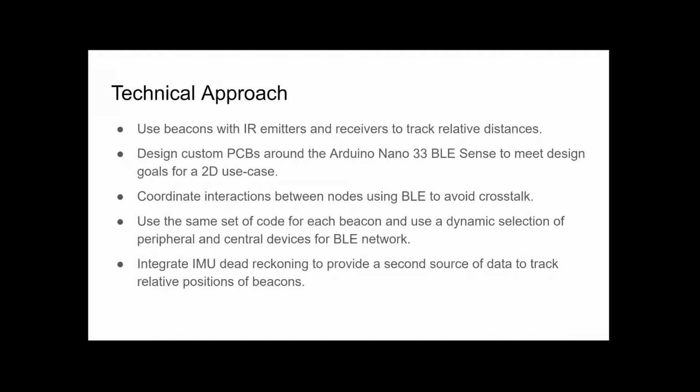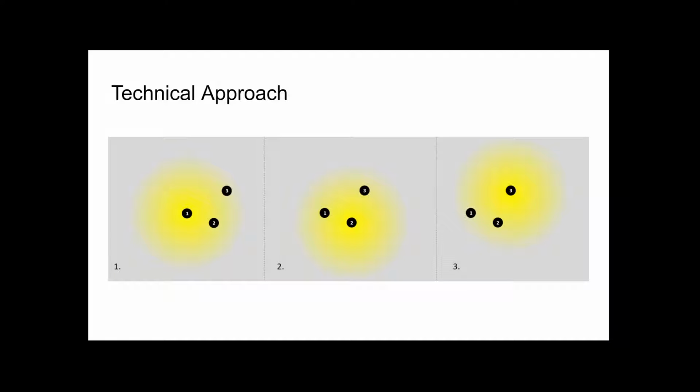To do this, we designed custom PCBs for a 2D use case powered by the Arduino Nano 33 BLE Sense. The Arduino's BLE capabilities allow us to communicate between nodes to avoid crosstalk. One of our additional goals is to make all beacons equal, so we use dynamic selection of the peripheral and central BLE devices during this communication. Additionally, we plan to try to integrate IMU dead reckoning as a second source of location to improve our location accuracy. Our strategy to measure distances between the beacons is to blink the beacons in turn and take readings on the other beacons that are not blinking.